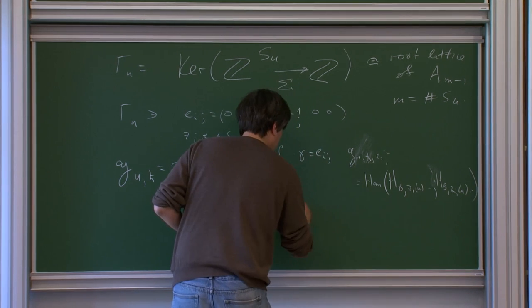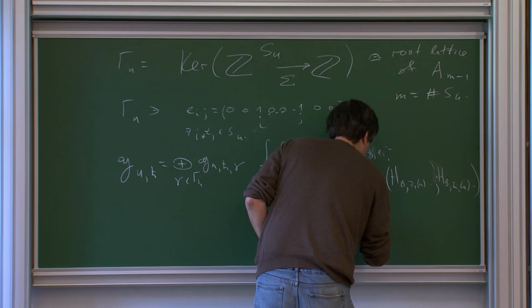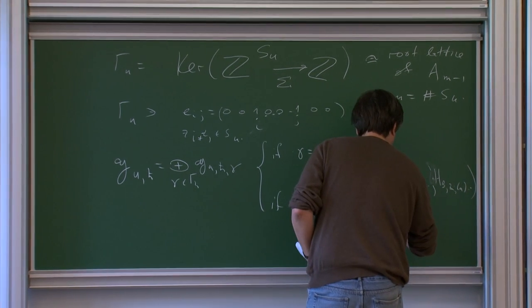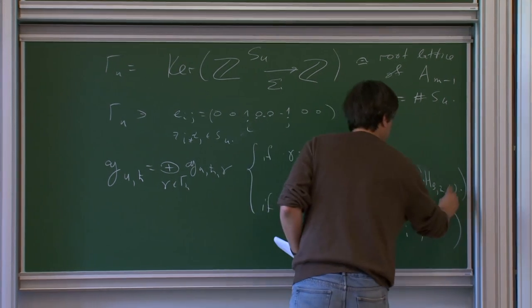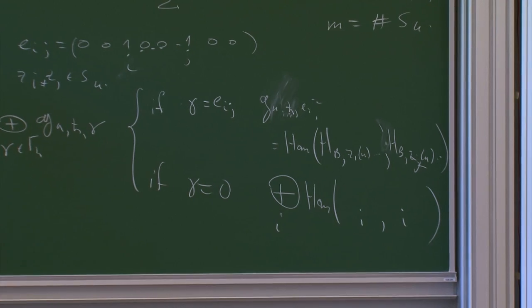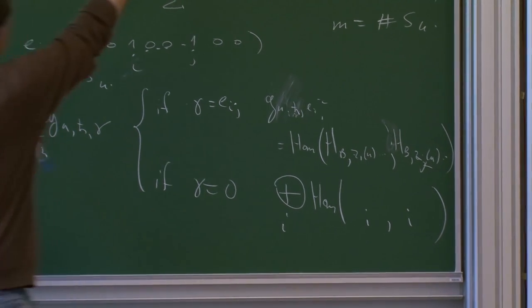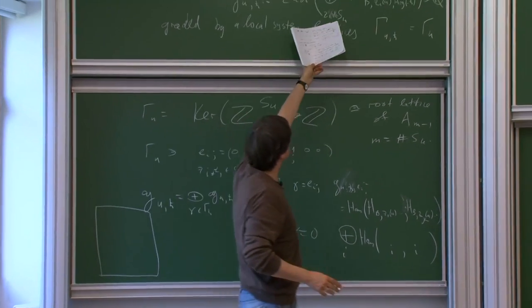And if gamma is equal to 0, you get all diagonal terms. Yeah, so what does it mean in plain terms? We get finitely many lattices.